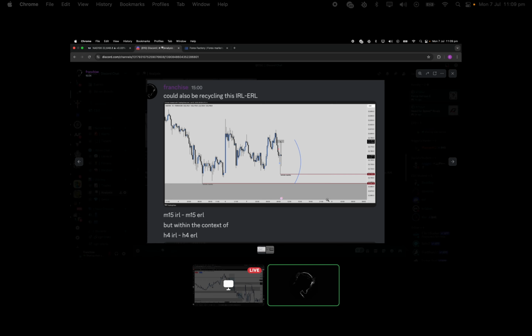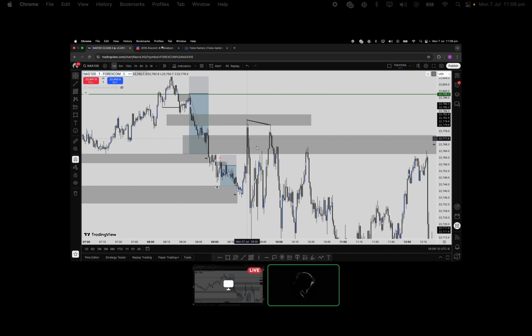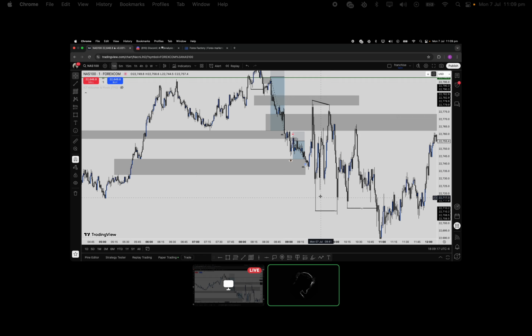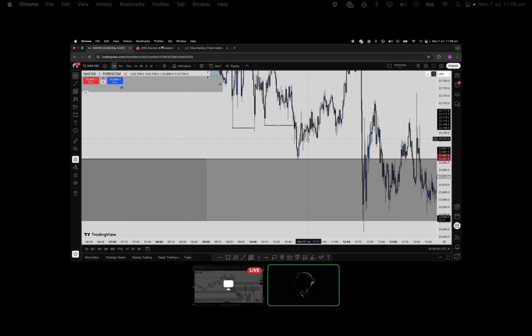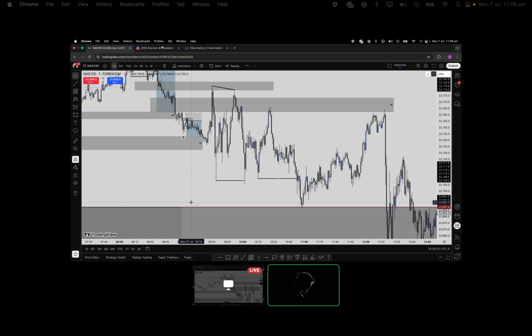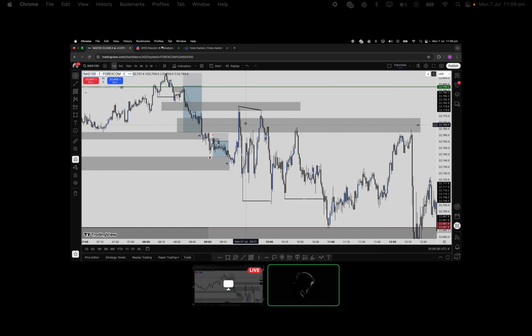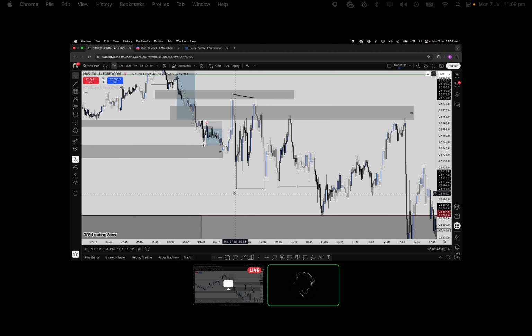within the context of the 4-hour IRL to ERL, and that is actually further down the line. So obviously we still haven't met the daily target, which is this level here. So what do we then do? If we want to get down here, we need to come back up to IRL to then move to ERL, which we do perfectly. We come up into IRL and then we move lower. If we want to return back to this low, the reason we would want to is why?